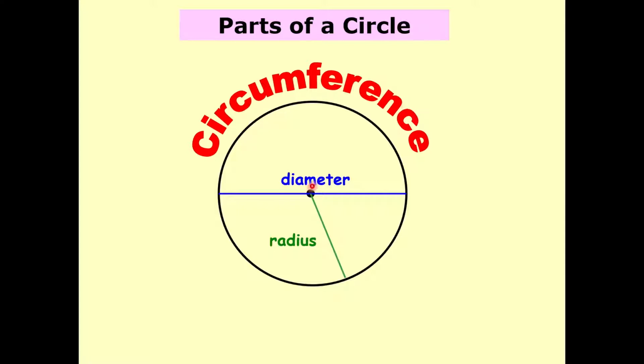So remember, the diameter could go anywhere, straight from one side of the circle to the other, straight through the middle, and the radius is half of that diameter. Again, it could go anywhere from the centre out to the circumference.